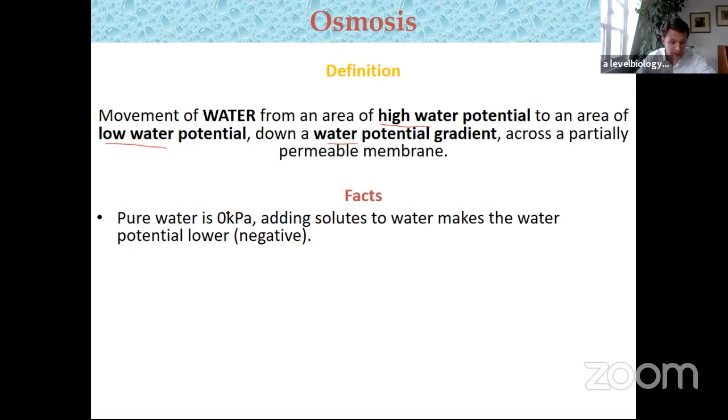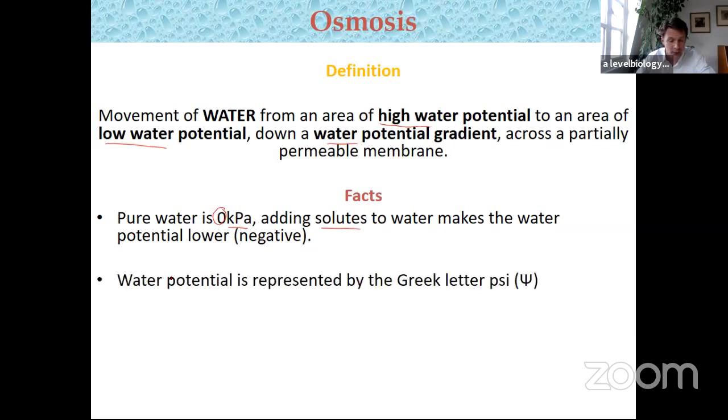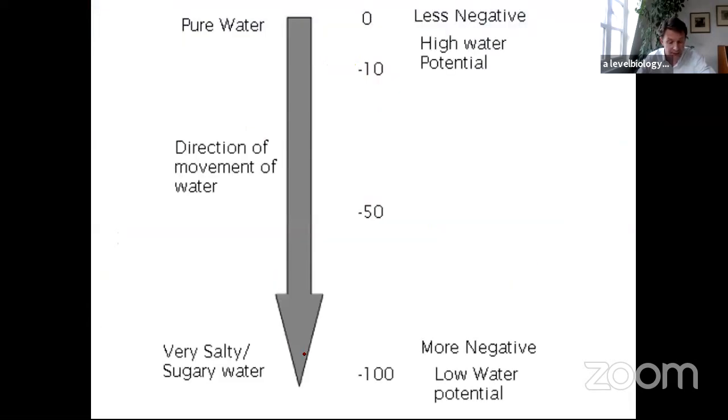Pure water has a water potential of 0, and it's measured as pressure, so the unit is kilopascals. The more you add solutes to water, the more you're going to lower the water potential, i.e. make it more negative. Water potential gets the Greek letter psi, and it's measured in kilopascals. If we start off with pure water, it's got a water potential of 0. The more solutes we add, the more negative it gets, the lower the water potential is.